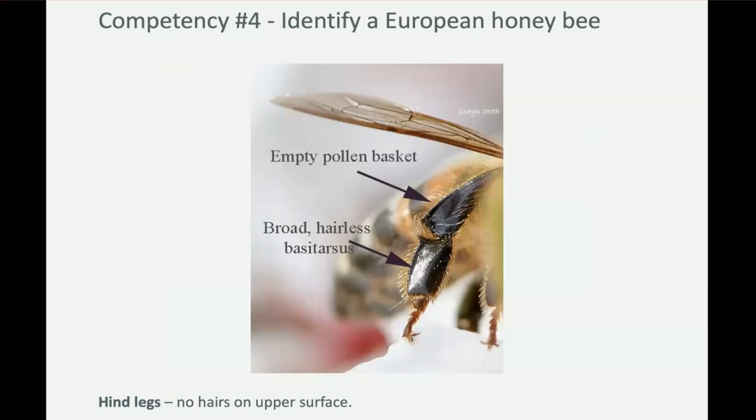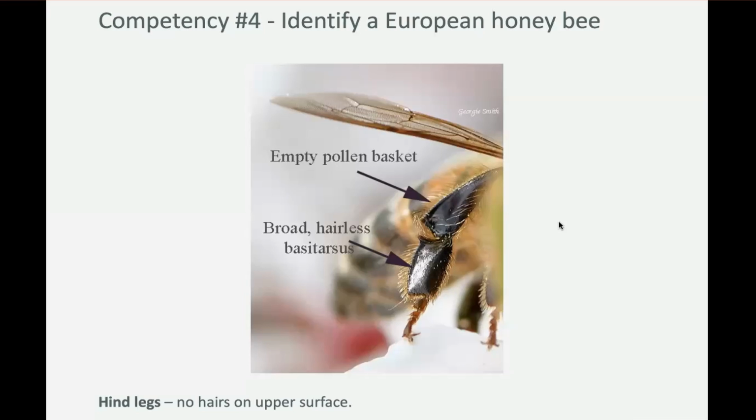When you see honeybees out foraging on flowers, they're not always carrying pollen in their baskets, but this is a great characteristic to figure out if they're a honeybee or not. The hind legs are shiny and hairless. Native bees don't have shiny, hairless legs that are broad. So they've got broad basic tarsus here.